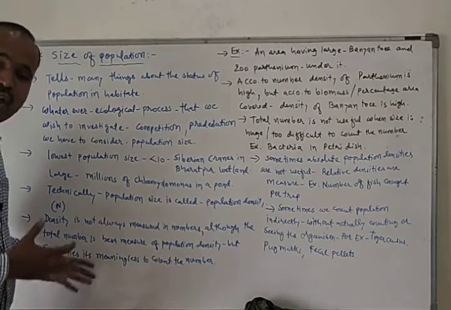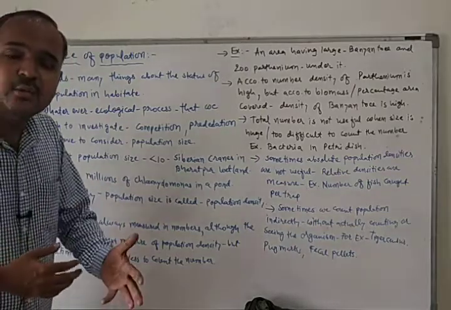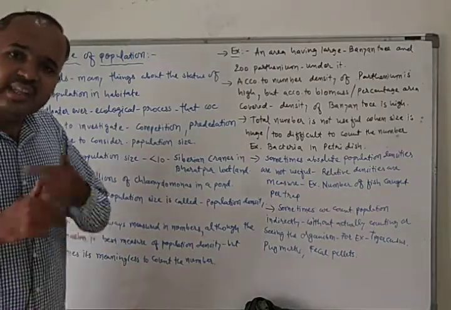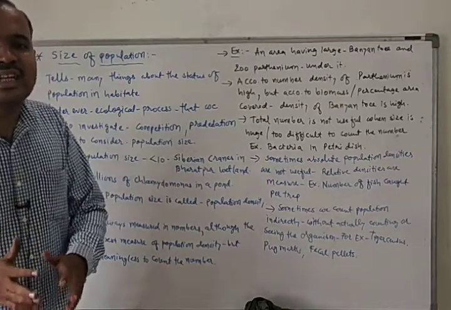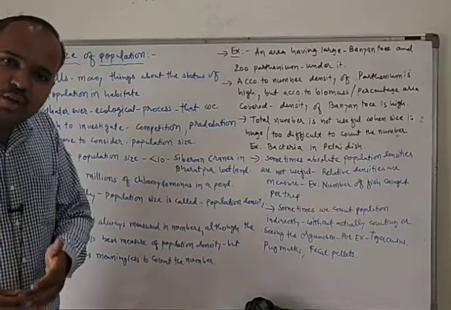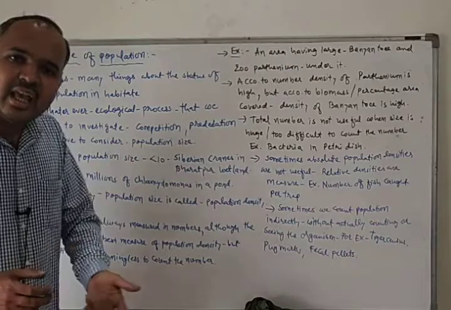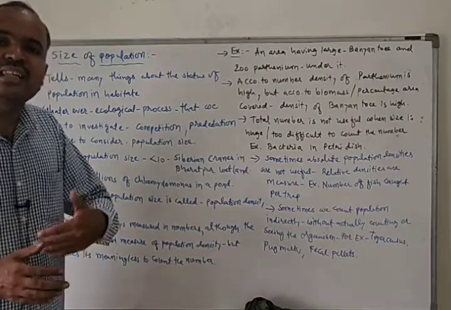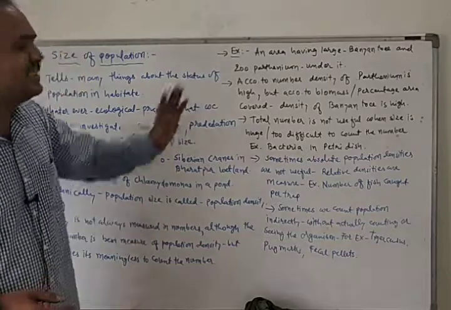So the counting of total number is meaningless, and sometimes it is very difficult to count the total number. That's why we do not always measure the population density in terms of number. Sometimes the counting is too difficult, and sometimes it is meaningless. Let's see an example of that.